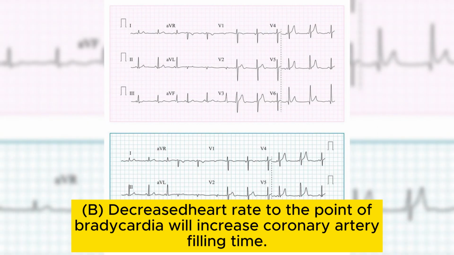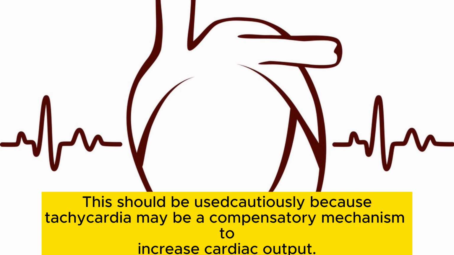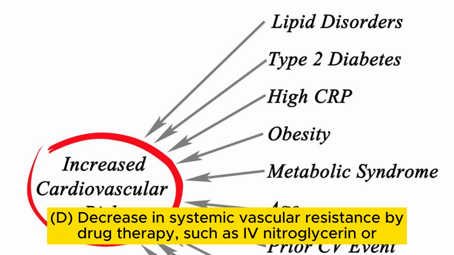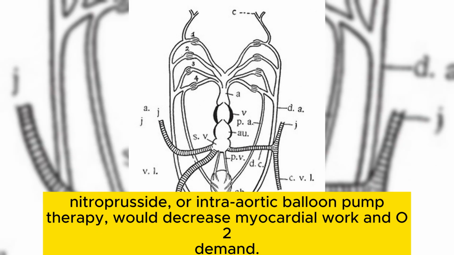B. Decreased heart rate to the point of bradycardia will increase coronary artery filling time. This should be used cautiously because tachycardia may be a compensatory mechanism to increase cardiac output. C. The goal in the care of the client with angina is to maintain a balance between myocardial O2 supply and demand. D. Decrease in systemic vascular resistance by drug therapy, such as nitroglycerin or nitroprusside, or intra-aortic balloon pump therapy, would decrease myocardial work and O2 demand.